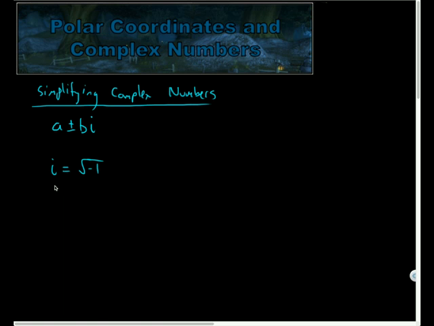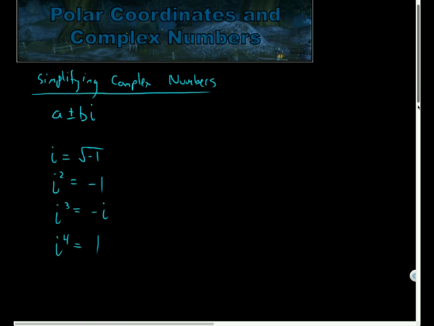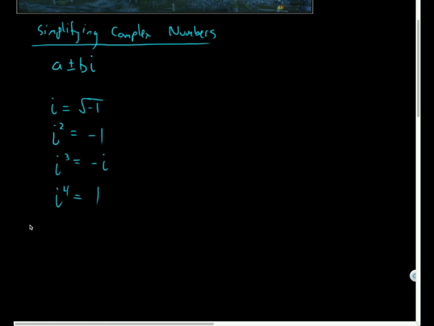And we discovered a couple other facts. i squared is equal to negative 1. i cubed is equal to negative i, and i to the fourth is equal to 1. And any i to a power after that actually repeats in this pattern: i, negative i, 1, negative i, 1, and so on. So here's our basic starting fact. So let's start by simplifying the following.